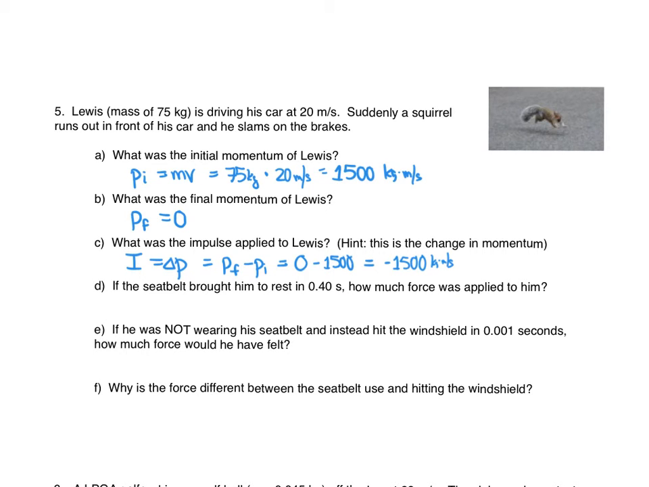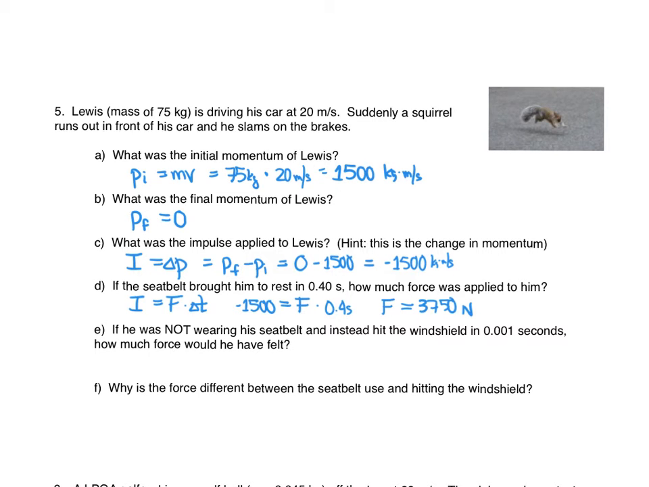So it says if the seatbelt brings him to rest in 0.4 seconds, what's the force applied to him? So that's impulse as force and time together. If our impulse is negative 1500, and we want to solve for the force when the time is 0.4 seconds, I'm going to have to divide here, and I will get a force. If I take 1500 divided by 0.4, that's going to be a big force, 3750 newtons of force. But he's going to be able to deal with that, right? He'll be okay with the seatbelt.